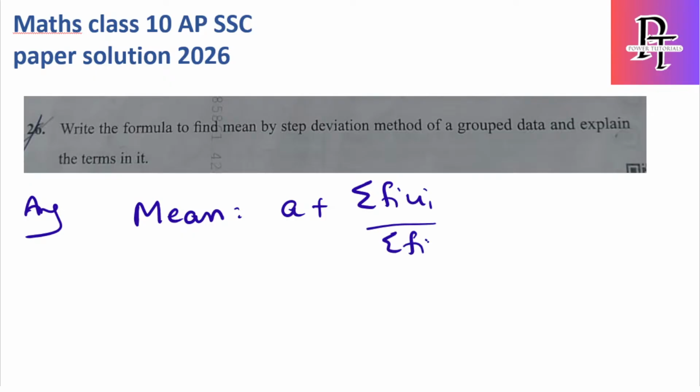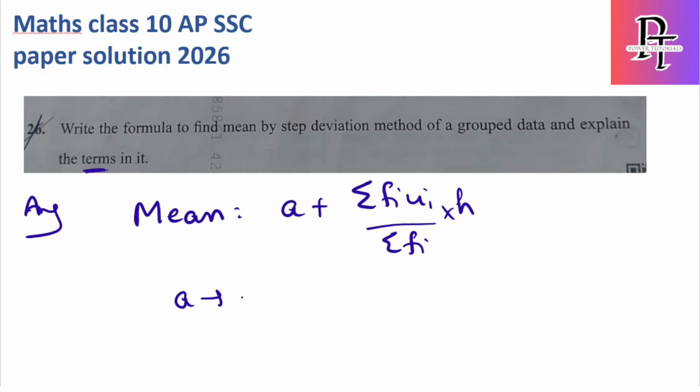Write the formula to find the mean by step deviation method of a grouped data and explain the terms in it. So this is a direct formula they are asking. So let's write the formula. Mean is equal to A plus sigma fi ui by sigma fi into h. So this is a direct formula, and they are also asking to explain the terms in it. So let's explain one by one.